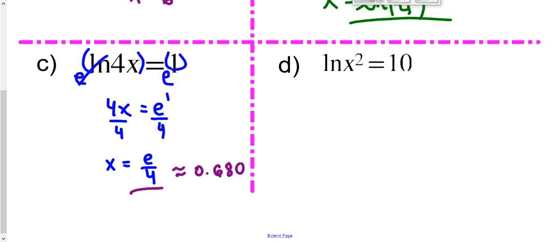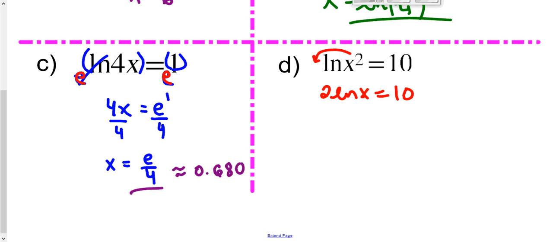And then our last example is ln of x squared equals 10. Now, there are a couple different ways to solve this problem. I'm going to give you the way that I think is the easiest. It's just the least amount of steps. So before we do our little e trick like we did in C, I'm going to use an ln exponent rule, and I'm going to bring that 2 to the front. So I'm going to have 2 ln of x equals 10.